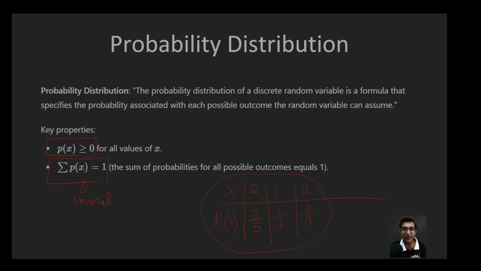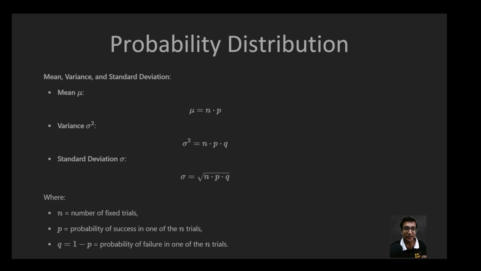So from here, what can I make out is that the summation of all p(x), let's say there are more numbers, that means 3 by 5 plus 1 by 7 plus 3 by 9 up till whatever it goes, is always going to be 1. It cannot be greater than 1. It cannot be less than 1. If it is less than 1, that means there are a few values that are missing from the table. So this is how these things are calculated. Now, based on this table, we are going to be calculating mean, median, variance, standard deviation, and other things.